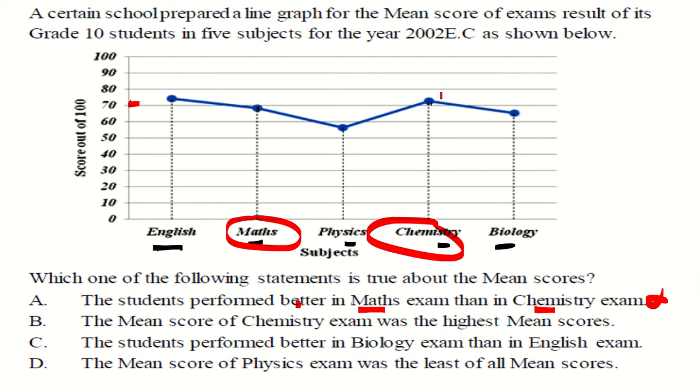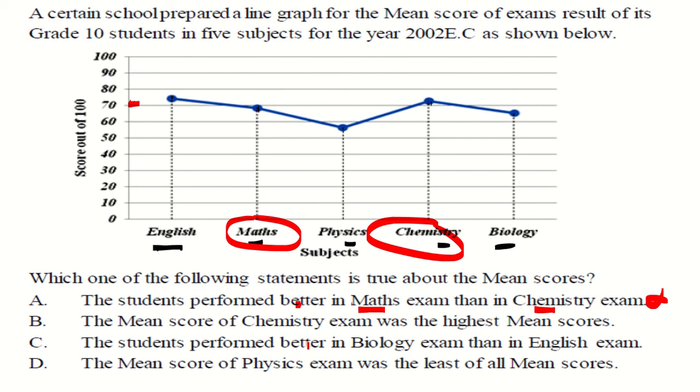B, the mean score of chemistry exam was the highest mean score. The highest one, as you see, is not chemistry actually. It will be English. English and chemistry, both of them are above 70. But which one is more? It looks like the English. So we cannot say the highest one is chemistry.